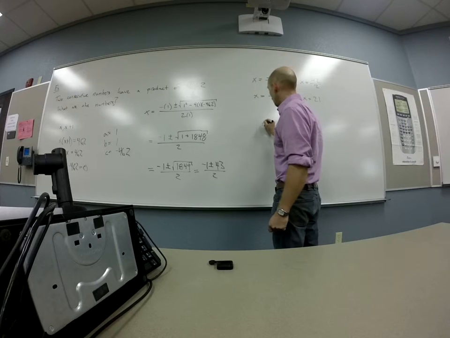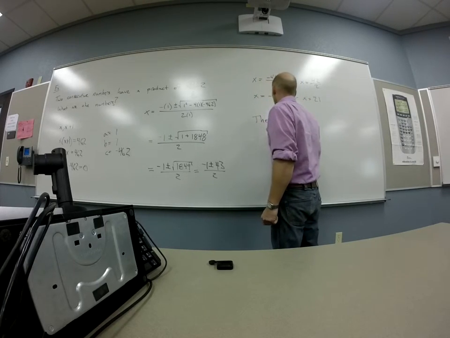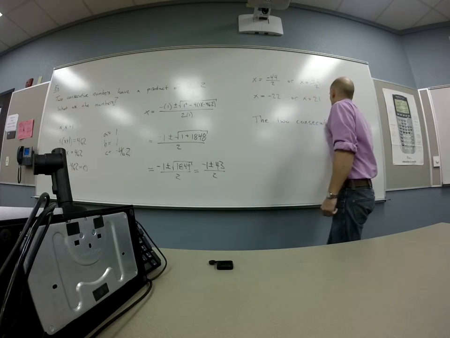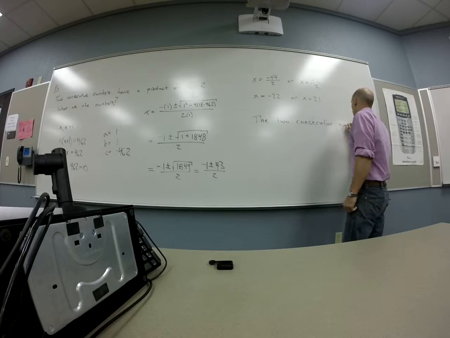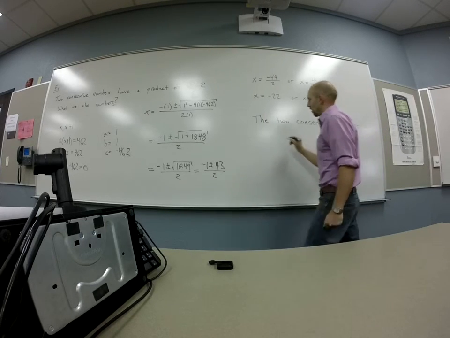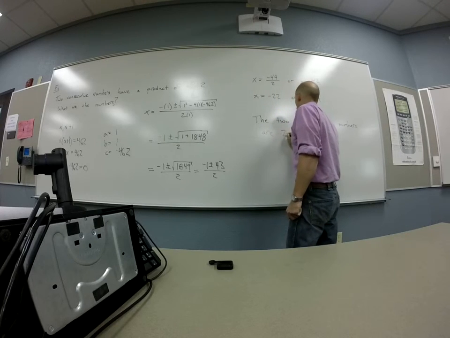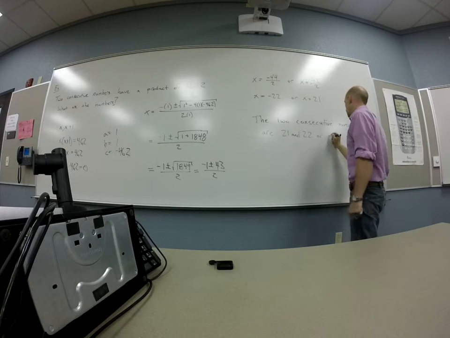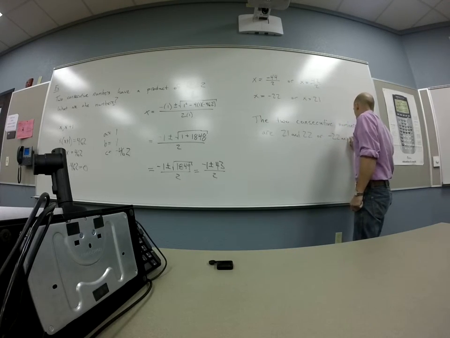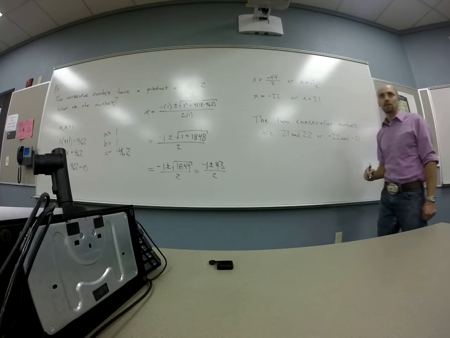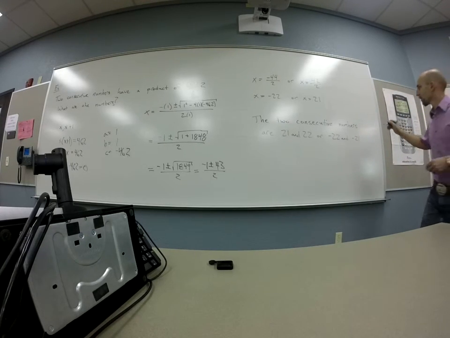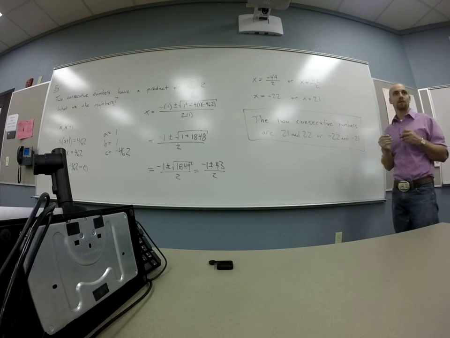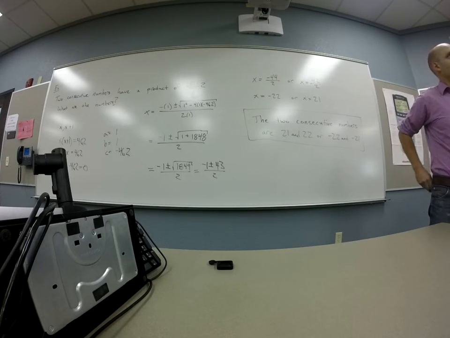So my answers are, the two consecutive numbers are 21 and 22, or negative 22 and negative 21. Right? Answer word problems with a sentence. Right? Cool?